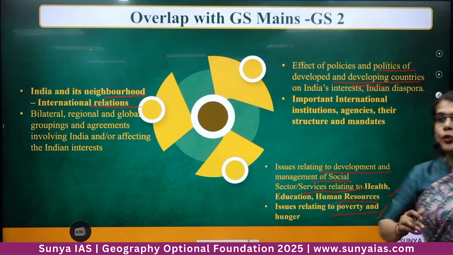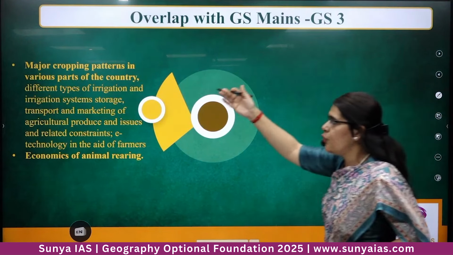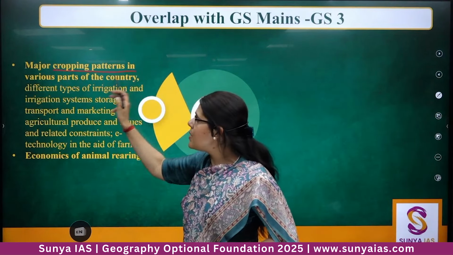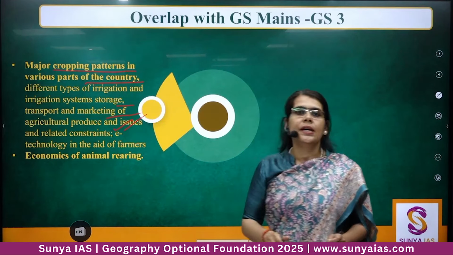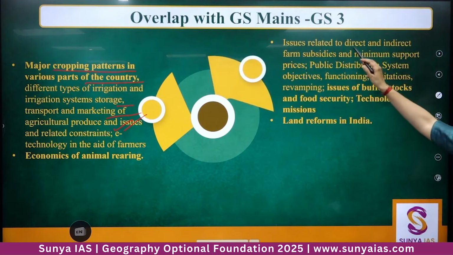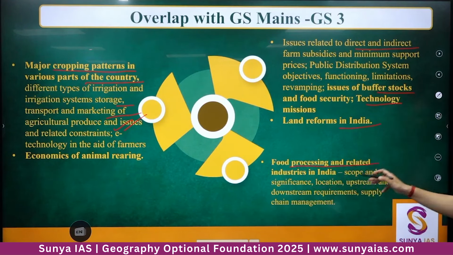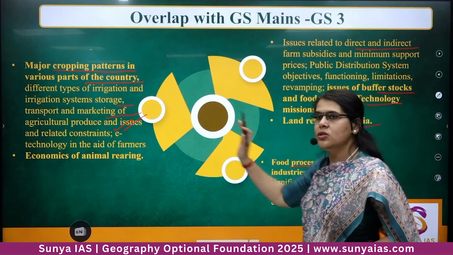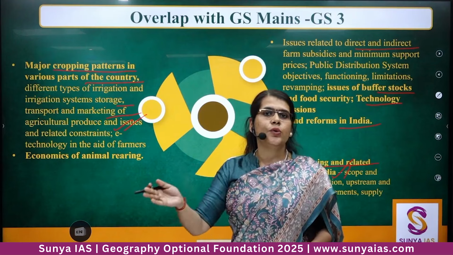And similarly, let's move to GS paper 3. Okay. So, the overlap with GS mains paper 3. That is, first of all, with respect to the major cropping patterns, irrigation systems, transportation and marketing of agriculture produce, etc. And apart from that, also the section around issues related to farm subsidies, MSPs, right, issues of buffer stock, technology missions, land reforms in India specifically, then food processing and related industries. Now, all of these topics, bachcho, will be covered extensively in the agriculture unit itself.